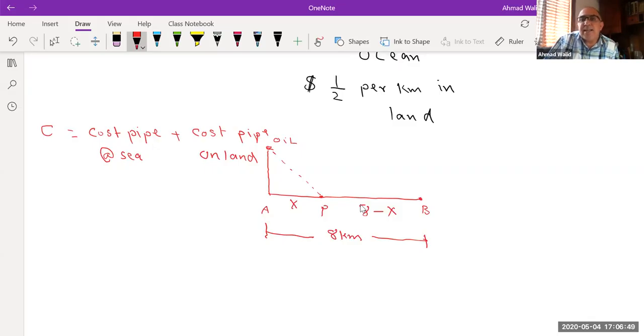In this particular example, how much land work will I do? From P to where? To B. The pipe goes on the land from P to B. How much is that? 8 minus X. That distance is 8 minus X. Every kilometer costs how much on the land? 1/2, right? 1/2 of a dollar, half a dollar. That's the cost of the pipe on the land.